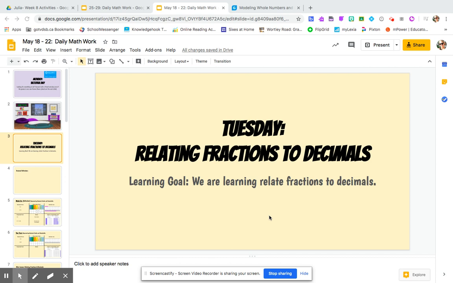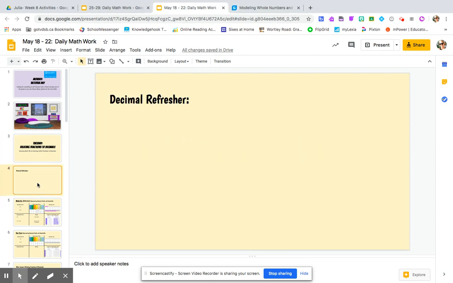Hi everyone. Today we are going to learn how to relate fractions to decimals. Now, I know it's a while since we have worked with decimals, so I'm going to start off by giving us a little decimal refresher.